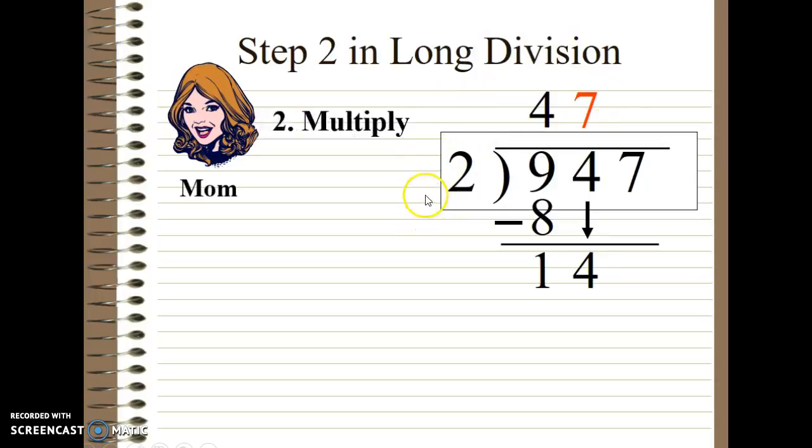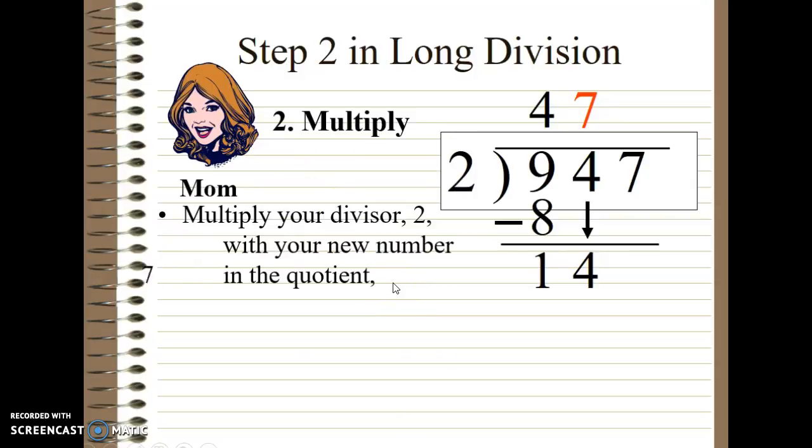Where did I get that? It's because I'm multiplying. Mom tells me to multiply. Multiply your divisor 2 with your new number in the quotient, which was 7. That gets me 14. Some students are able to bypass this step if they use the tally box correctly.